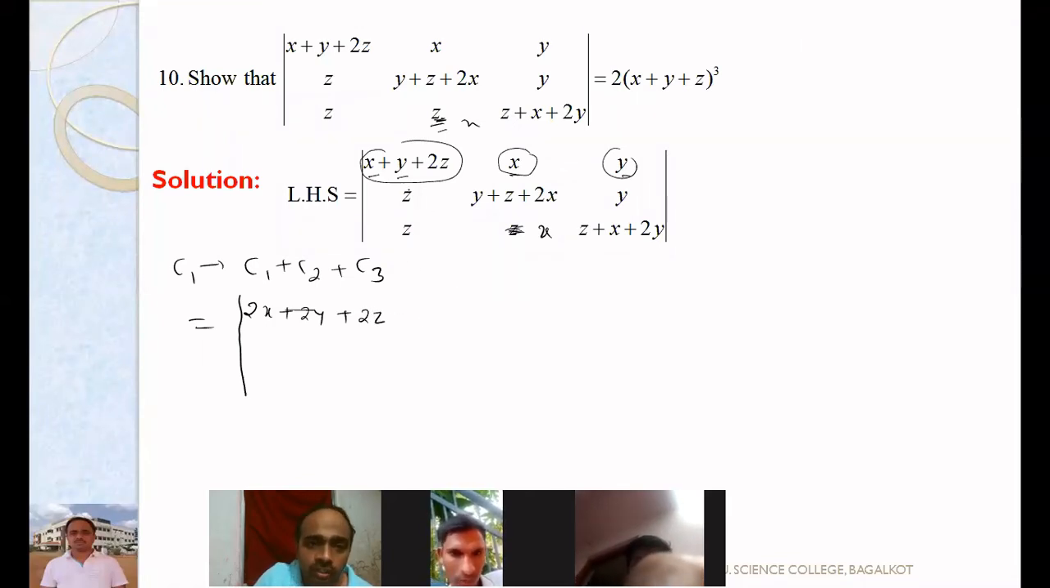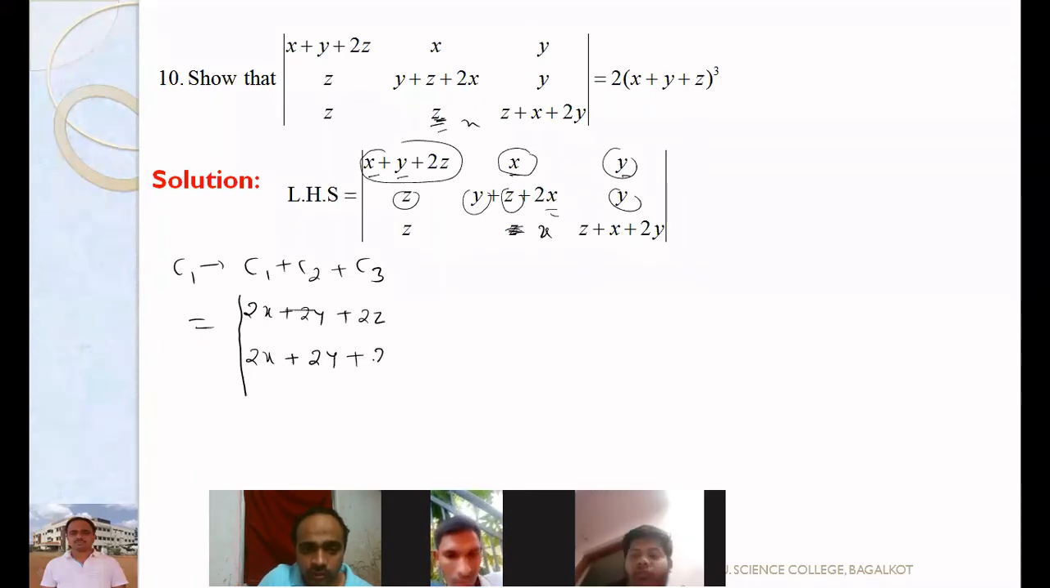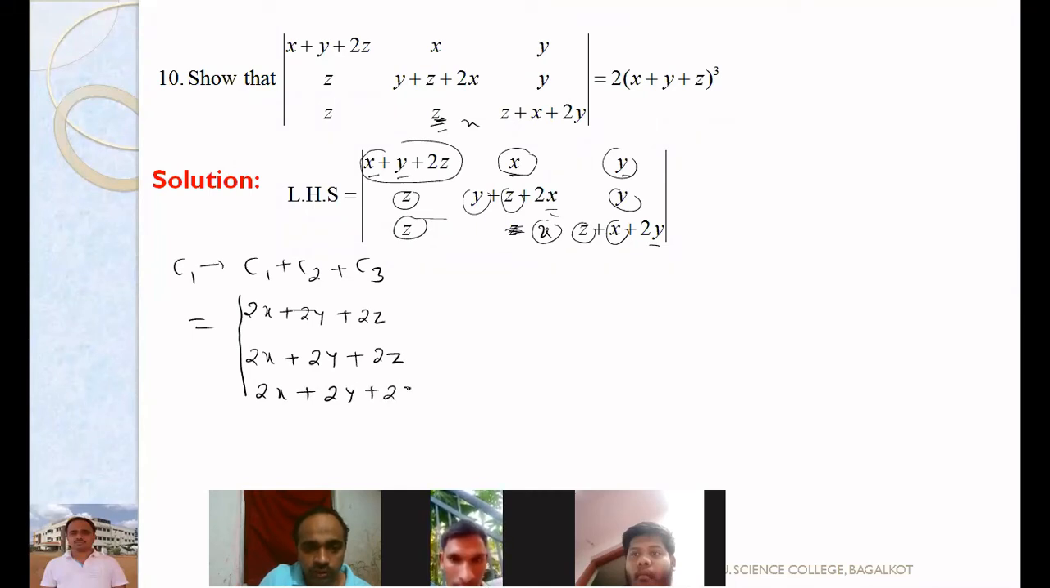Correct? Then here, again C1 plus C2 plus C3. This is z, z plus z is 2z, y plus y is 2y and 2x. So here also we get 2x plus 2y plus 2z. And last, z plus z is 2z, x plus x is 2x, then 2y. So here also 2x plus 2y plus 2z. I got 2x plus 2y plus 2z.